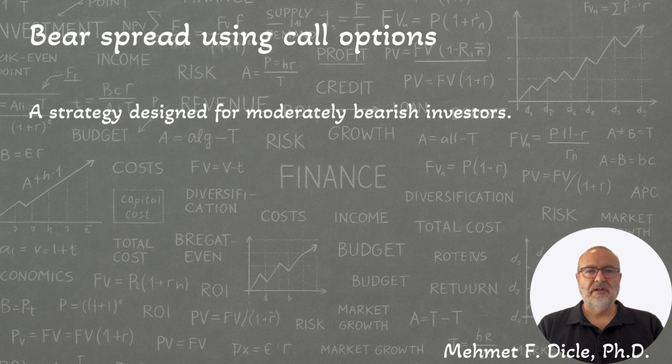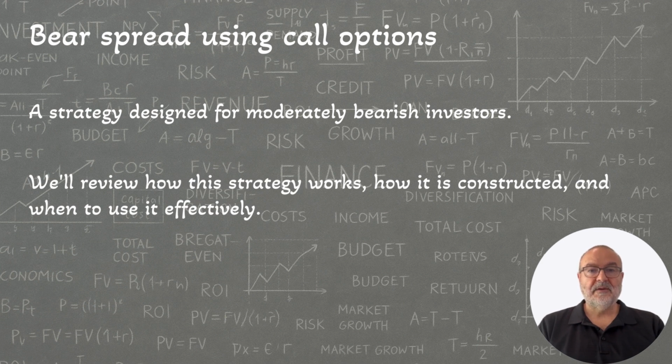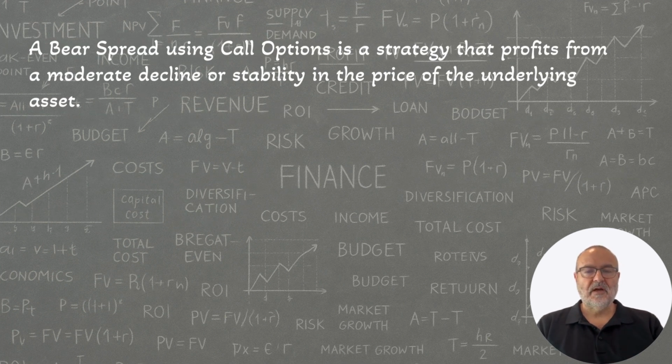Today, we'll look at a strategy designed for moderately bearish investors, the bear spread using call options. By the end of this lecture, you'll understand how this strategy works, how it is constructed, and when to use it effectively. A bear spread using call options is a strategy that profits from a moderate decline or stability in the price of the underlying asset.